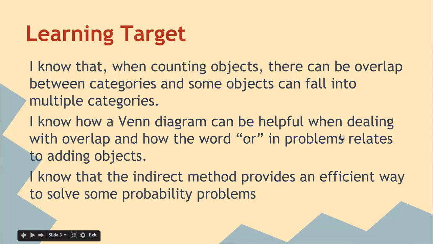The learning target: I know that when counting objects, there can be overlap between categories, and some objects can fall into multiple categories. This is something that you need to learn, and it shows up on the final exam in a very simple scenario. But students, if they don't really understand this, they still mix it up. I know a Venn diagram can be helpful when dealing with overlap and how the word "or" in problems relates to adding objects. I know that the indirect method provides an efficient way to solve some probability problems.